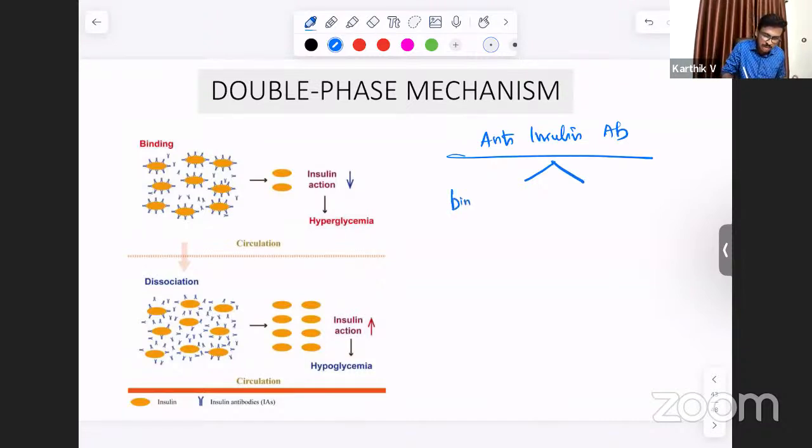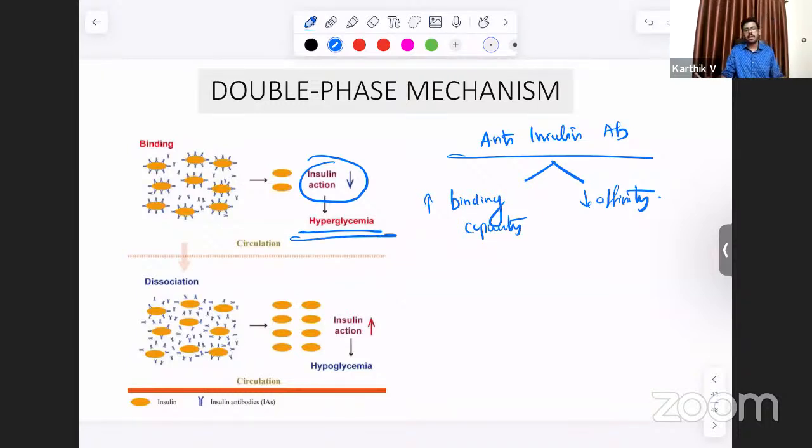It has got a high binding capacity to insulin, but low affinity. So what happens is that when the patient takes a meal, there is a surge in insulin production or insulin release. And all these antibodies will go and bind to the insulin, so that insulin is not able to act on the receptor. So what happened? There is reduced insulin action and hyperglycemia. So there is hyperglycemia initially.